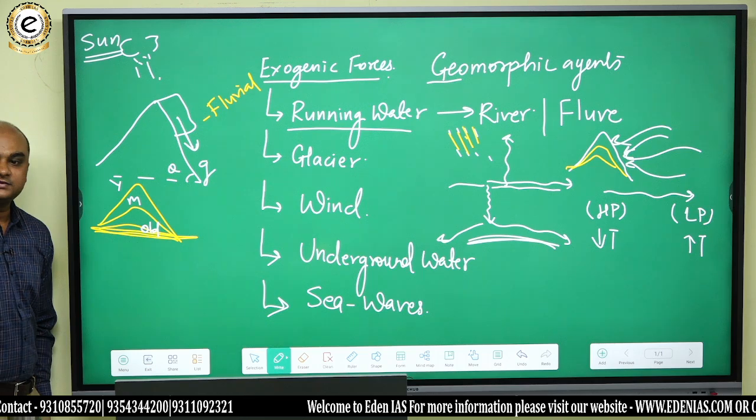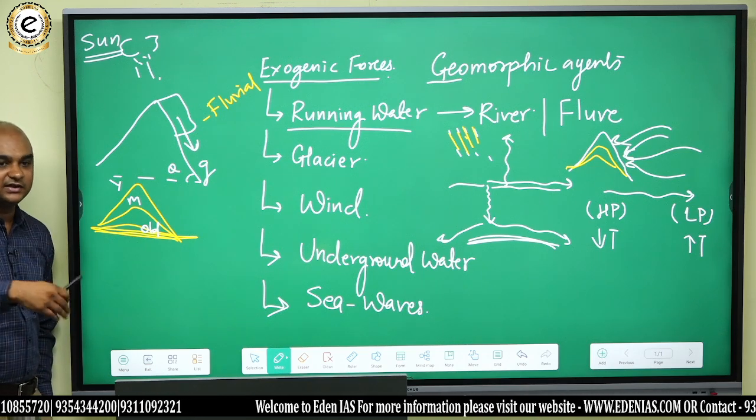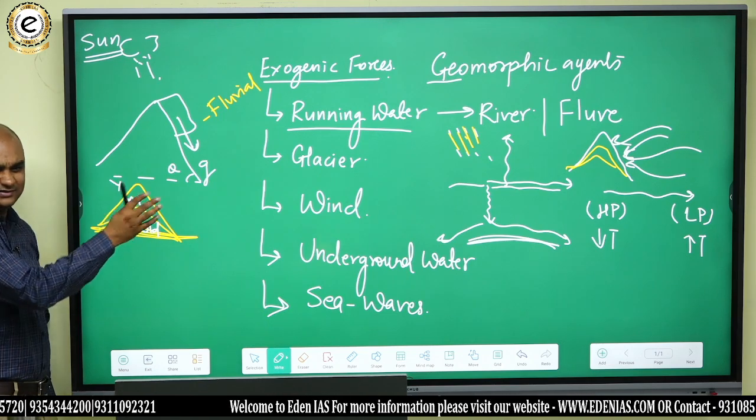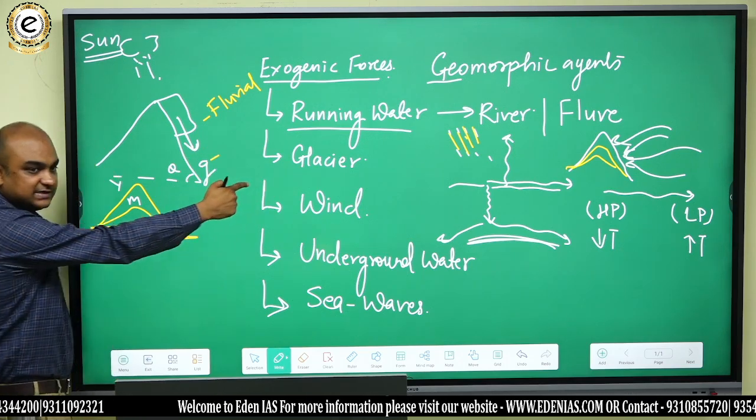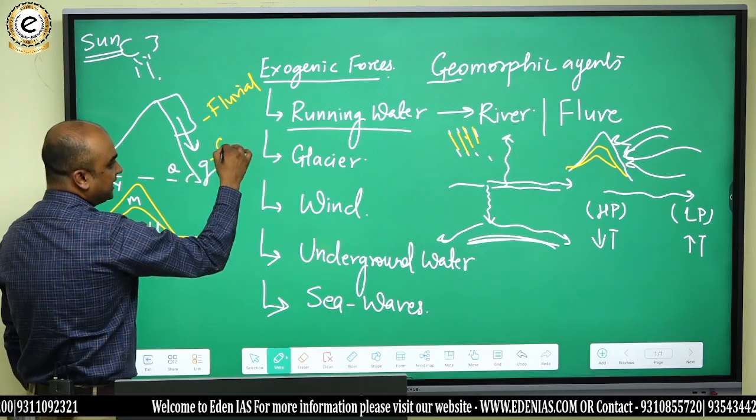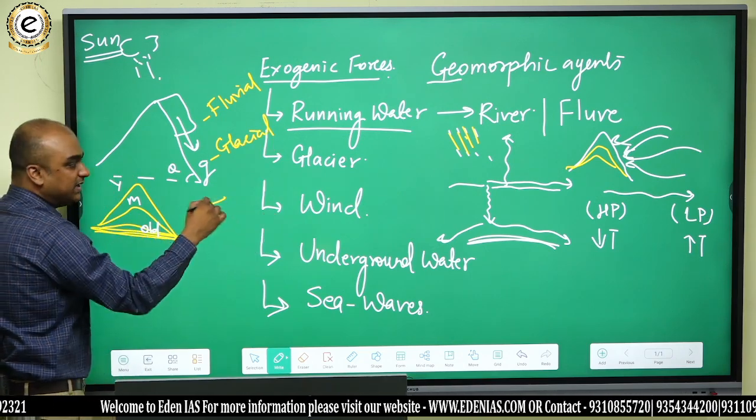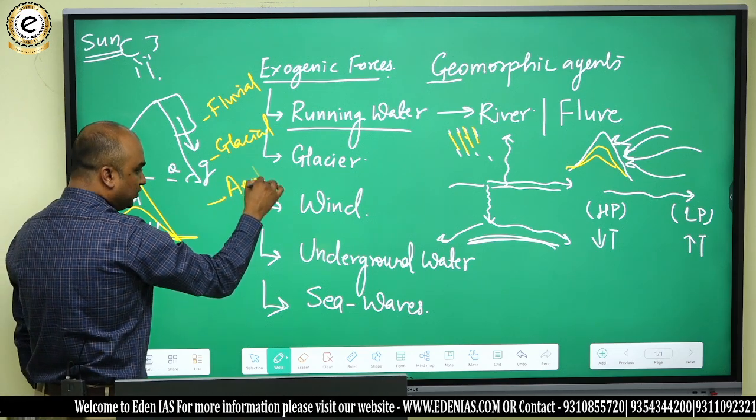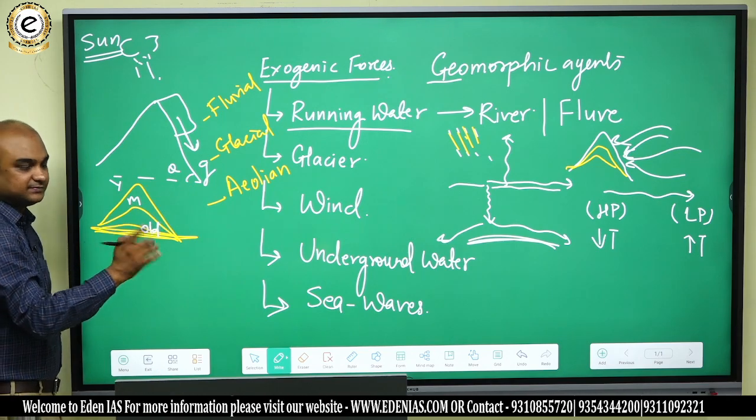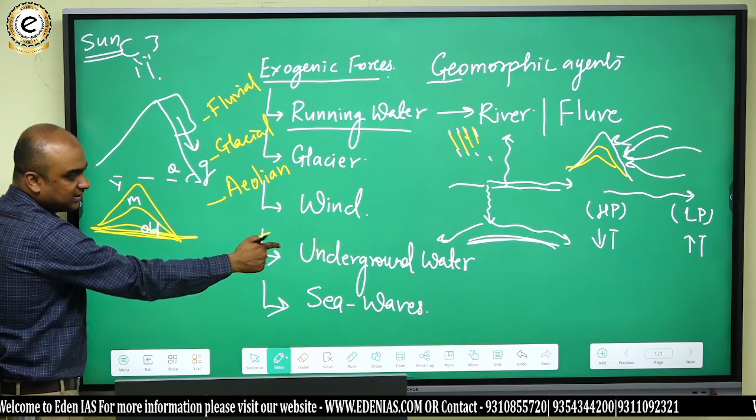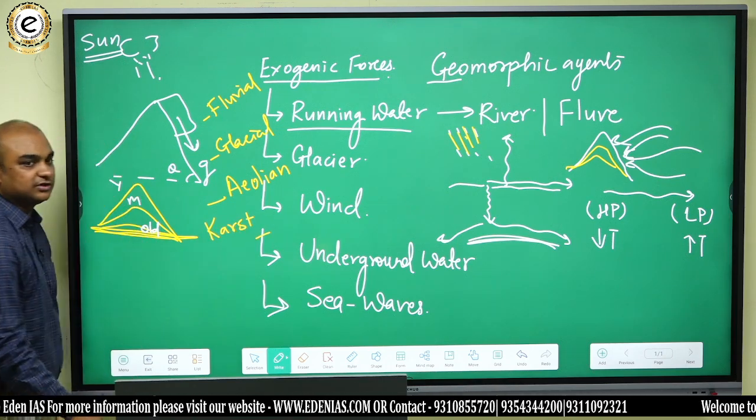Whereas the Aravalis are old fold mountains because they are reducing in their height constantly. More of that sometime later in the course. The cycle of erosion which is generated by the glacier is known as the glacial cycle of erosion. One which is generated by wind is known as the aeolian cycle of erosion, best formed over the deserts. One which is generated by the underground water is known as the karst cycle of erosion.